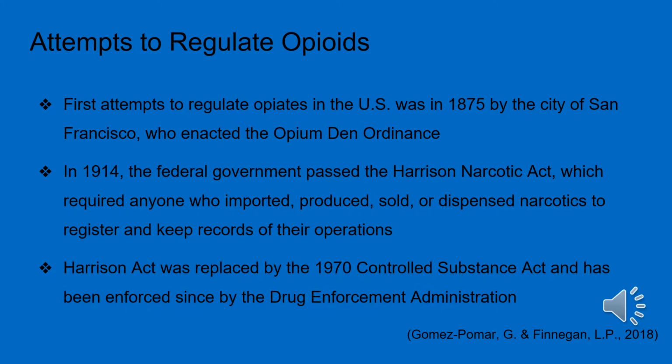The first attempt to regulate opiates in the U.S. was in 1875 by the city of San Francisco, which enacted the Opium Den Ordinance, which made it illegal to smoke opium in public. Then later, in 1914, the federal government passed the Harrison Narcotic Act, which required anyone who imported, produced, sold, or dispensed narcotics to register and keep records of their operations. Later, the Harrison Act was replaced by the 1970 Controlled Substances Act and has been enforced since by the Drug Enforcement Administration.